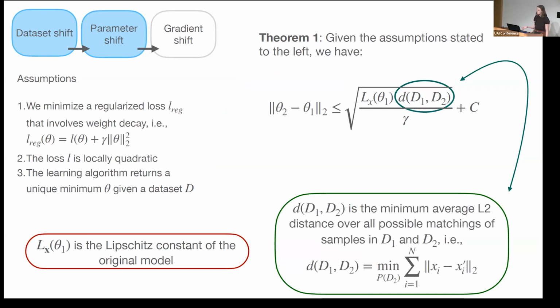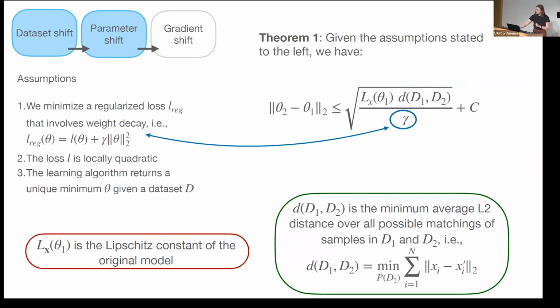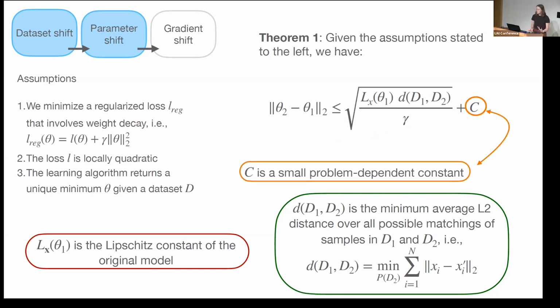For data set distance, we're going to use this definition here. If you think of D1 as having a fixed order, we're going to consider all possible permutations of the points in D2 and find the ordering of the points in D2 such that if you match up the points 1 to 1 and take the average L2 distance over all possible points, we minimize that distance. Gamma is a weight decay parameter, so we're going to be looking at a regularized loss function. And then finally, C is just a small problem-dependent constant.